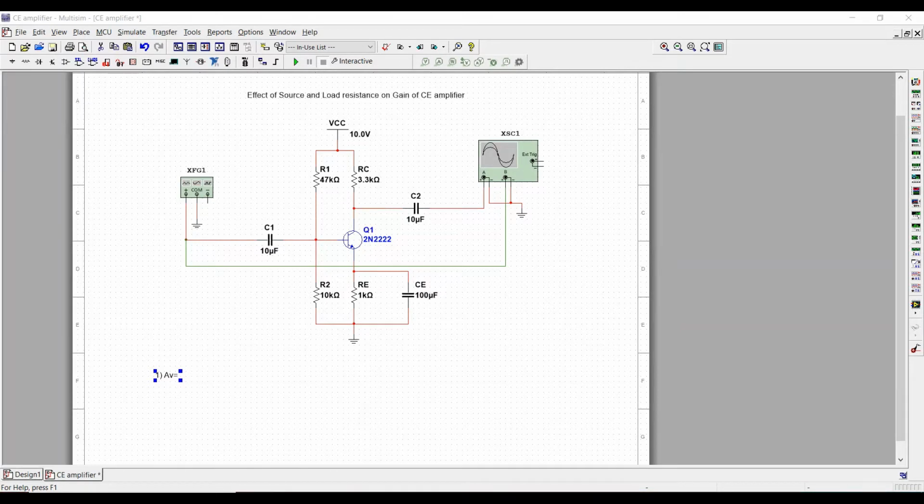Hello everyone. Today we will be seeing the effect of source and load resistance on gain of CE amplifier. The first step in that is to simulate the circuit without source and load resistance. So this is the circuit without source and load resistance. So just simulate it.